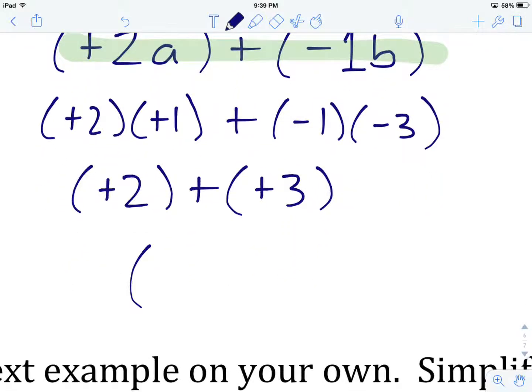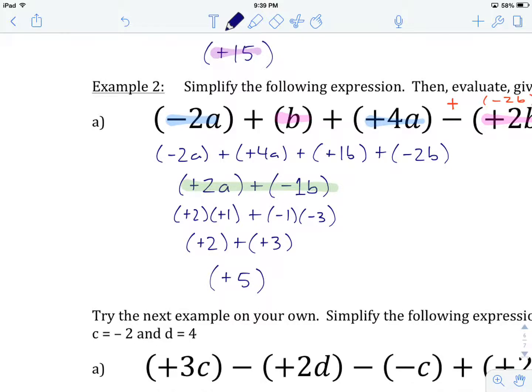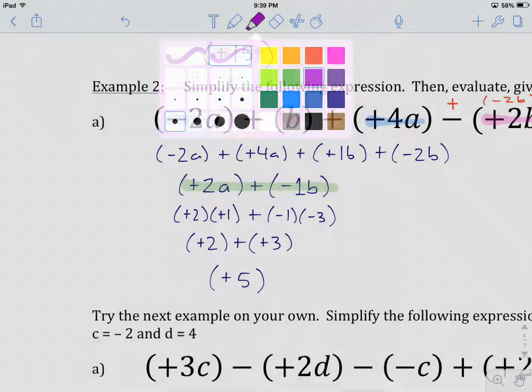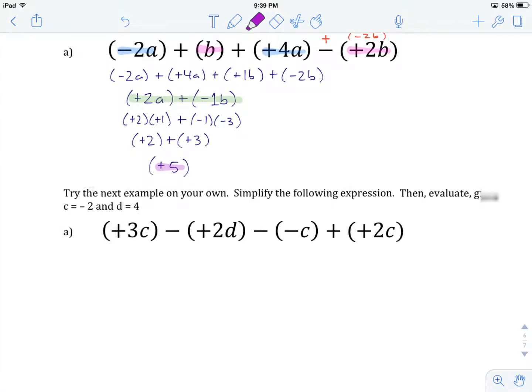We're going to combine these two positive integers. Since they have the same sign, our result's going to be positive, and 2 plus 3 gives me 5. And again, there is the evaluated answer, and I'll do that in purple just to sort of line them up. So again, we've got simplified, we've got evaluated. Let's move on to the very last example.